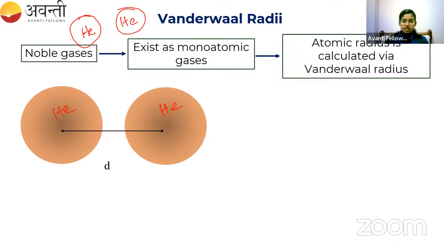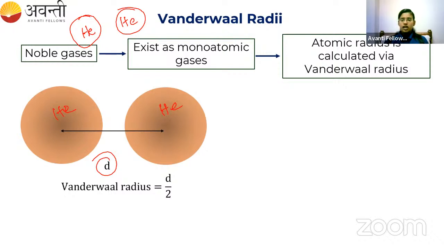But there is no formation of bond, but there is some attraction. So that distance is called D. So this D is the internuclear distance now. If I take half of it, it will give me the van der Waals radius. Clear for all of you?